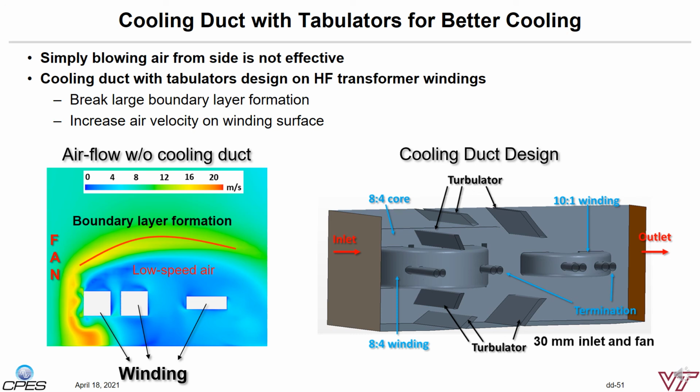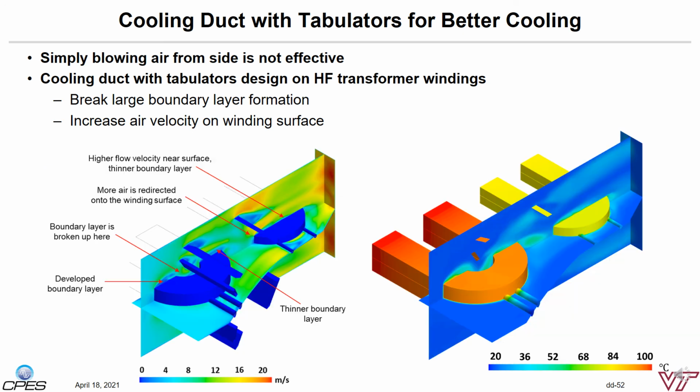Therefore, a cooling duct with a turbulator design for better aerodynamic performance is very critical to improve the thermal performance. The goal here is to leverage all the airstream and mobilize the air molecules on the surface of the winding as much as possible. The cooling duct design needs to consider overall layout, winding size, and positions in order to guide the airstream.